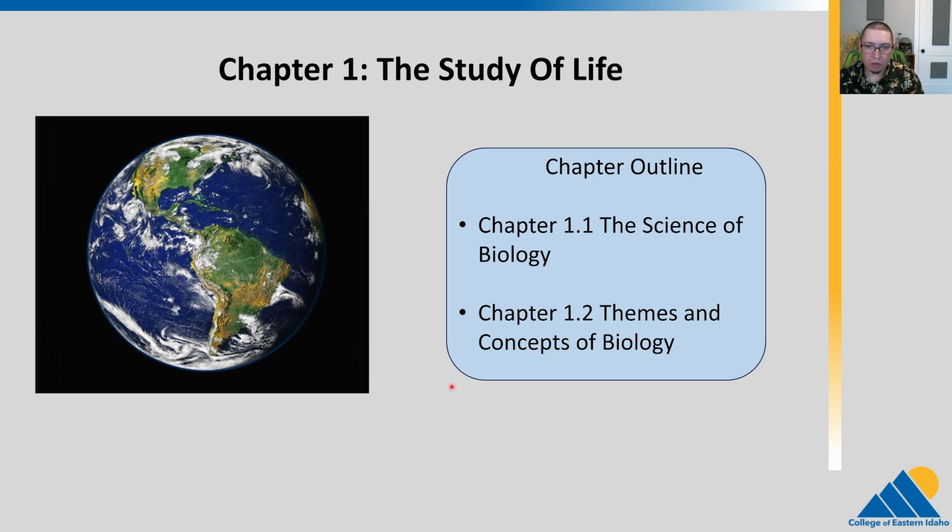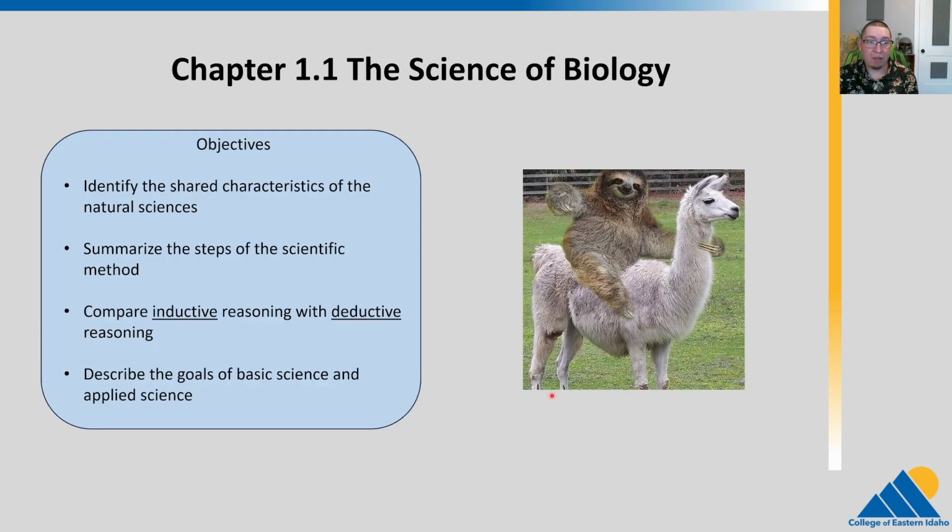We're going to start out with some basics here, just kind of outlining biology in general, and talk about some key themes and concepts in biology. And then we'll start to get into more of the details of the course in the next few chapters. We're going to talk a lot about the scientific method here.